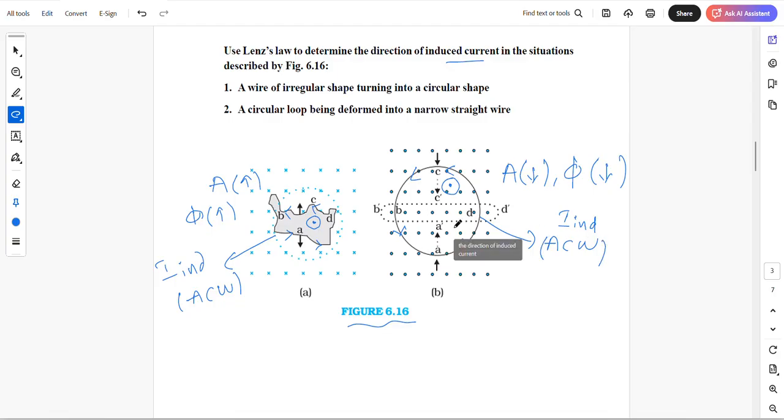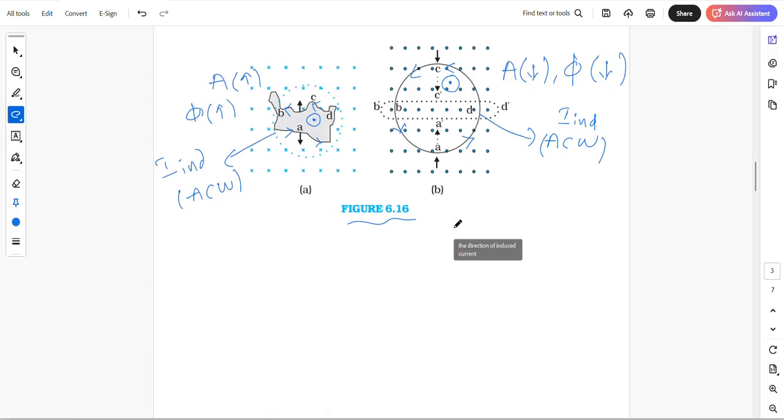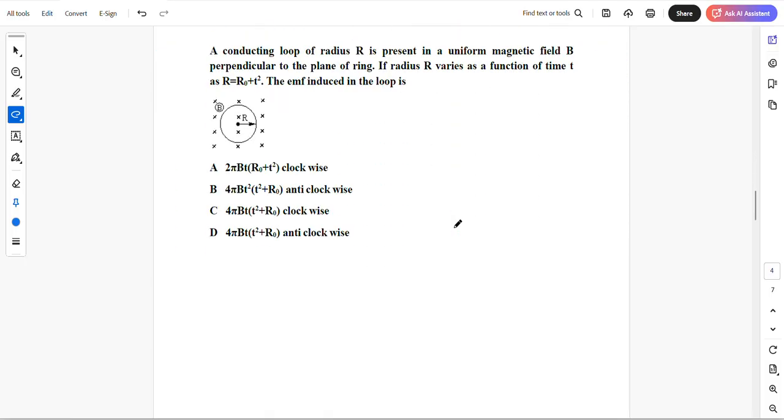Hope you have understood. Okay, we'll go to the next problem. What it is saying: a conducting loop of radius r is present in a uniform magnetic field B perpendicular to the plane of the ring. If radius r varies as a function of time, r is equal to r naught plus t square, what is happening?